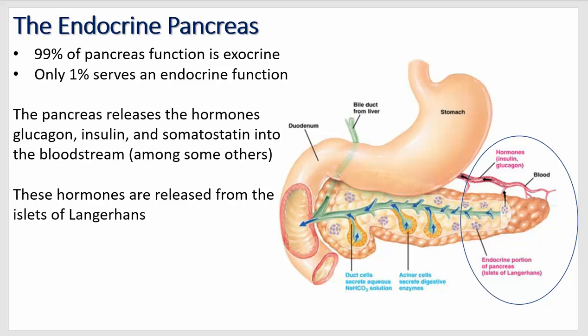So the pancreas releases the hormones glucagon, insulin, and somatostatin, but into the bloodstream. We're going to talk a lot about glucagon and insulin. Mainly, we're going to talk about insulin, but these are all important. These hormones are released from these little islets, the islets of Langerhans.